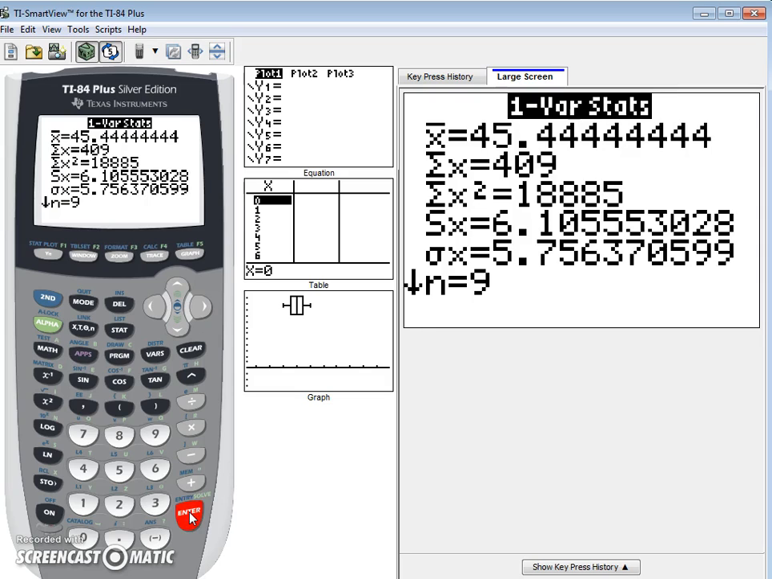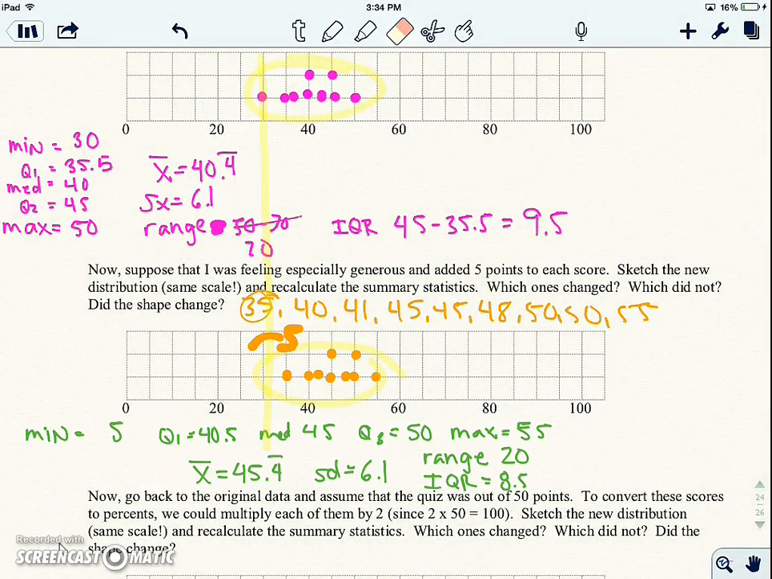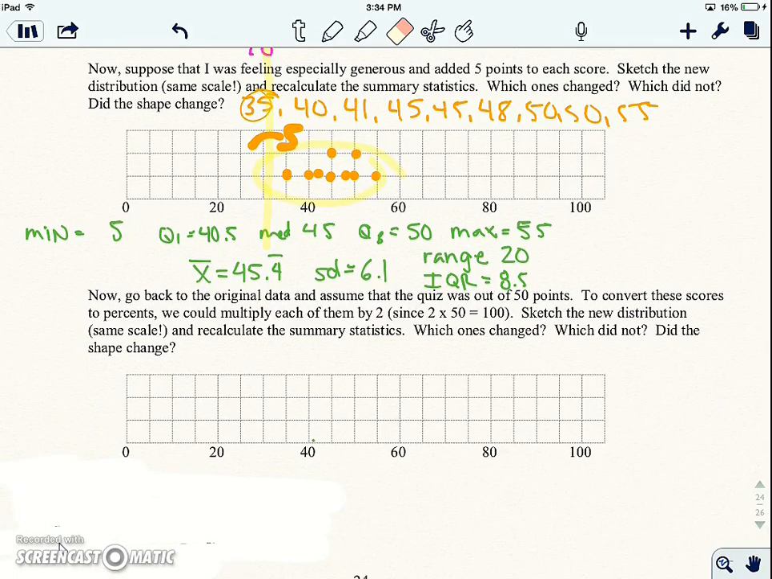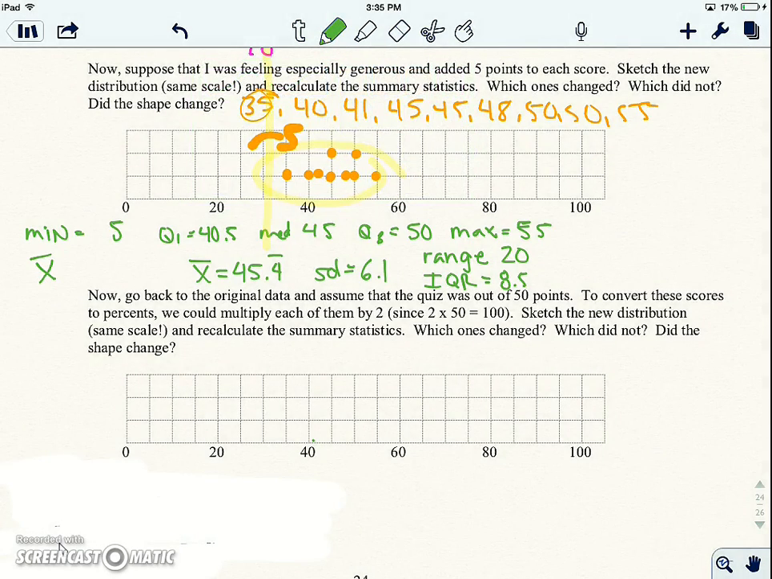Please write that down again, and I will flip over to the notes. Okay, so if you've written it down, you should have gotten a minimum of 35, a Q1 of 40.5, a median of 45, Q3 is 50, max is 55, an approximate average is 45.4. Okay, I could have written it like this instead. X bar is approximately 45.4 and left off that it's repeating. My standard deviation, range, and my IQR.